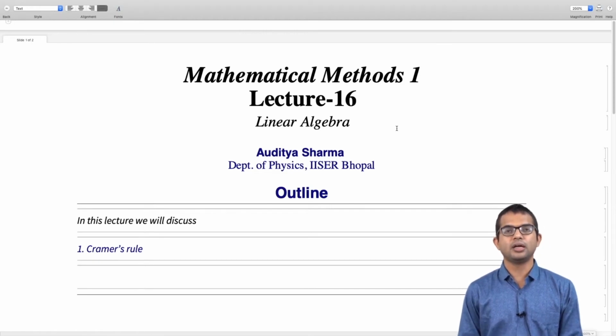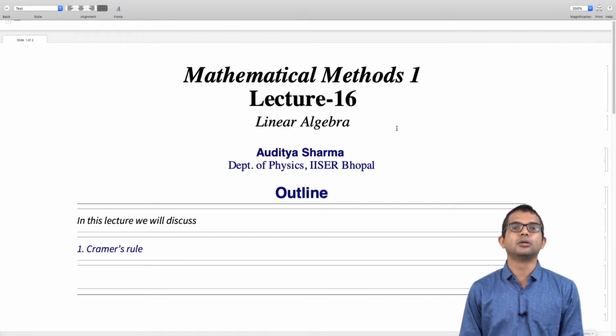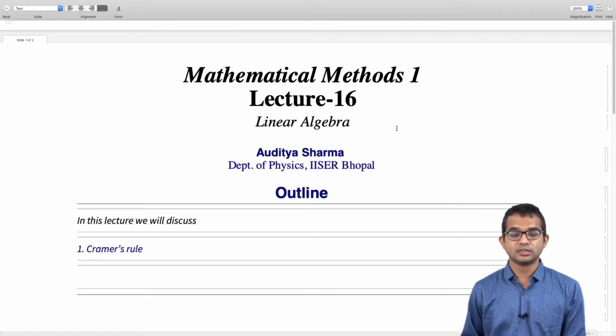When you have a set of equations which gives you a square matrix, that is, the number of equations is equal to the number of unknowns, in that case there is an elegant way of obtaining the solution using something called Cramer's rule, which uses determinants. So that's the subject matter of this lecture.